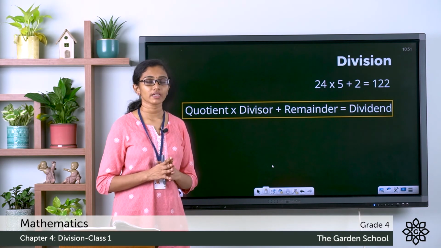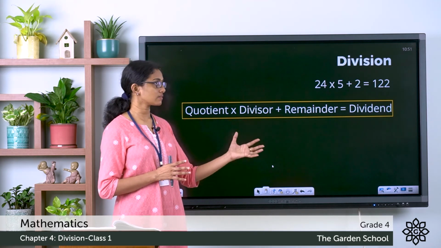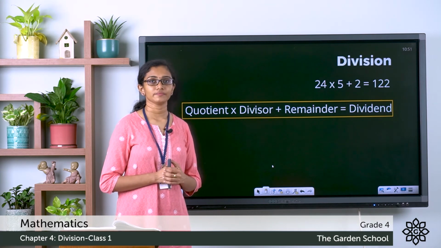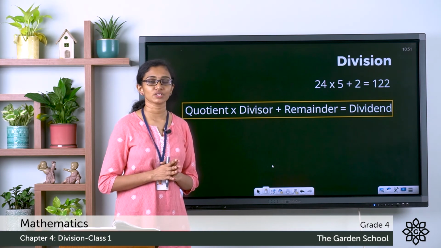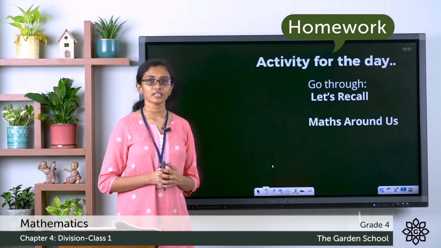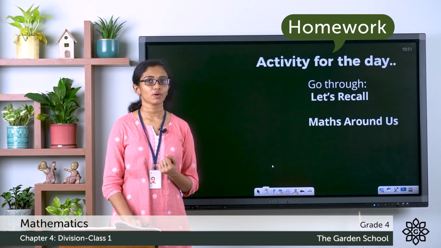So keep this formula in your mind. The quotient into divisor plus remainder should give the dividend. If so, then the division was done correctly. So I hope this is clear to you. Children, you have to go through all these topics once again. There are a few questions given in the Let's Recall exercise. Make sure you work them all out.